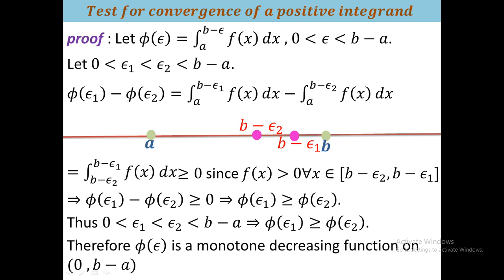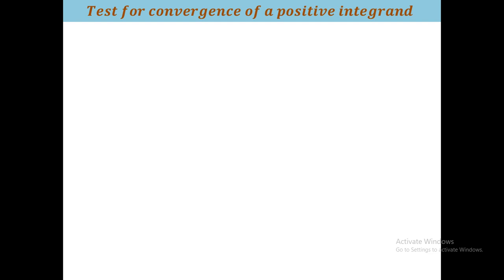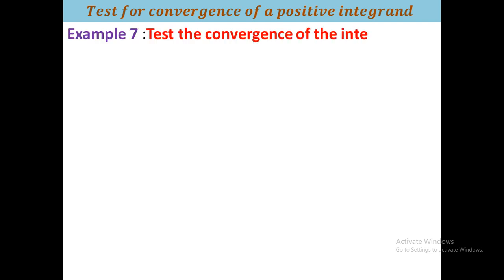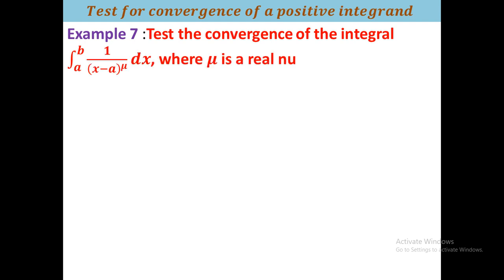Okay, now I will go through some examples. This is example 7, after example 6, which was discussed in the previous video. Here I consider the integrand 1 by (x minus a) to the power mu. At first you have to say whether it is an improper integration or a proper integration.